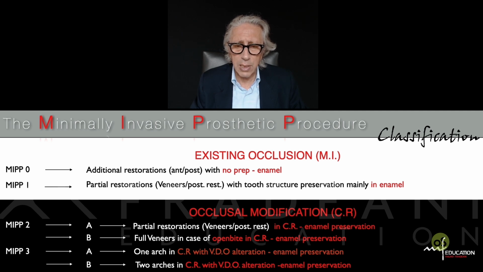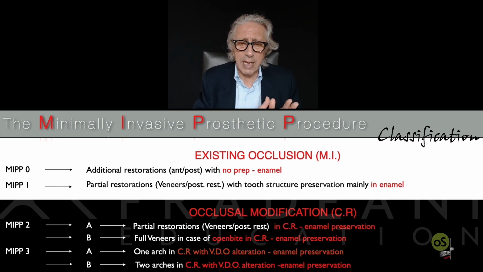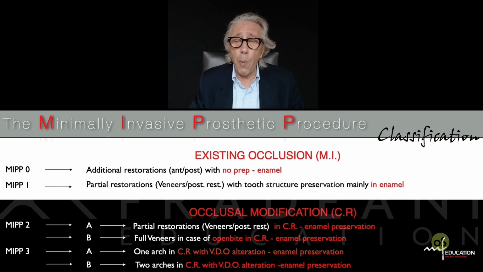A is partial restoration like before, veneers, but in this case, we had a chance to create a kind of occlusal adjustment, probably, to put the patient in centric relation position, of course, still with enamel preservation, that is a key point. Then we have MIPP 2B, in which we have a full veneer, so an extended veneer from buccal to the lingual. In case of open bite, we have the open bite, in centric relation still, with enamel preservation.